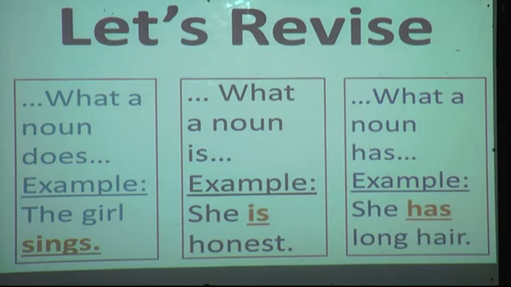Again I will repeat what we have learnt in today's session, that is what a noun does. Example, the girl sings. Here we see that there has been an action done. Second one shows what a noun is. Example, she is honest. Third, what a noun has, the belonging. Example, she has long hair.